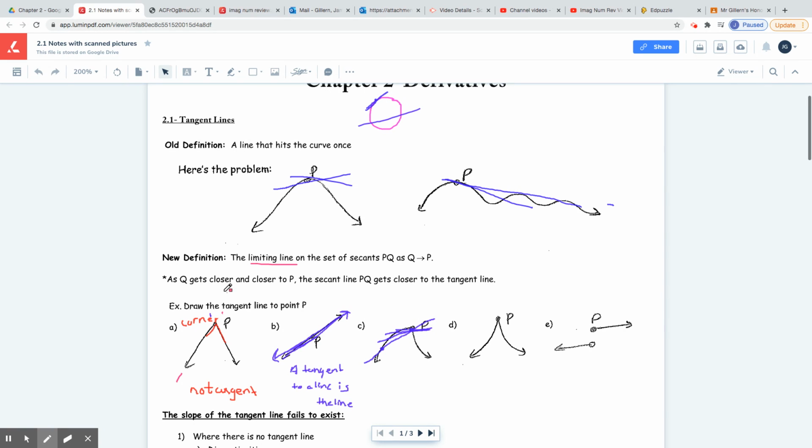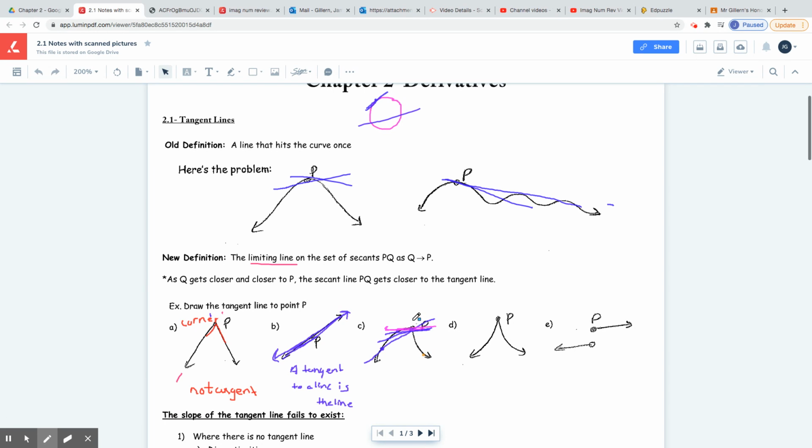Because remember, the definition says, as the secant line PQ gets closer and closer to the tangent line. So it was this line, then this line, and that line. Doesn't it look like more and more that it's becoming a horizontal line almost, right? That pink line right there. See, it was here, it was there. So as that point moves closer and closer, it's getting more and more on the left side like a horizontal line. Now, what happens on the right side?